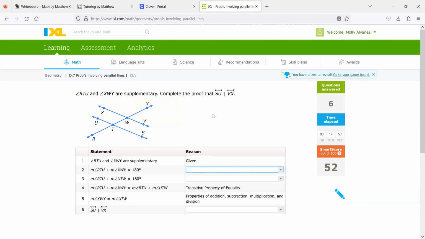Okay. What's the goal here? Do you have to get a certain SmartScore? Do you have to answer a certain number of questions? 80 or above? 80 or above. Okay.